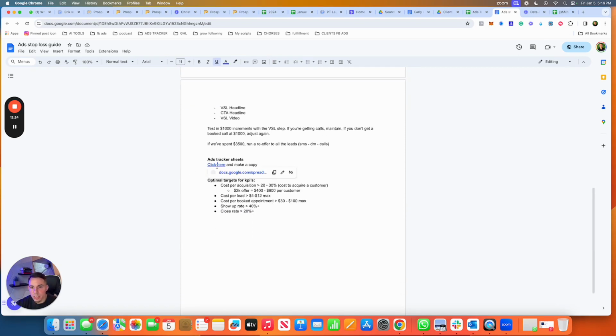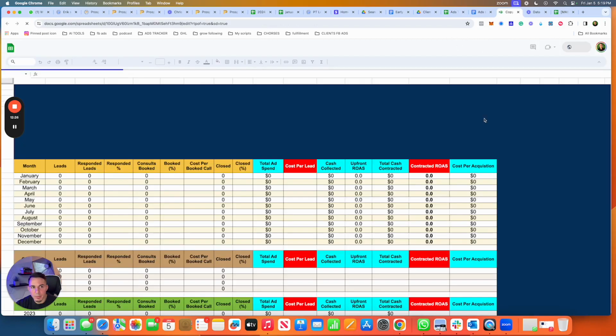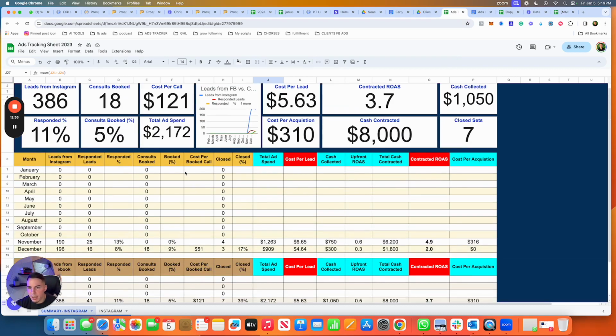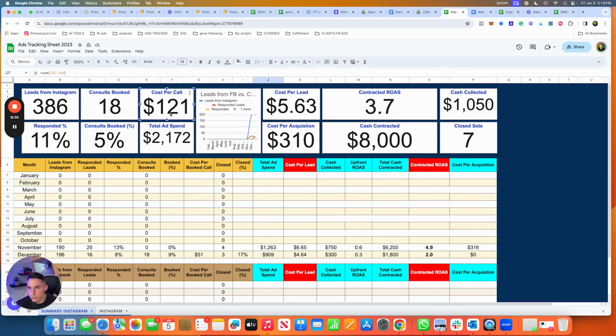So when you click this here, it's going to open up a document that looks like this. And I'm just going to show you an ads account, this is a real ads account that I just gave some information on. So as you can see with his ads account, he's paying a little bit more, $121 cost per booked call.